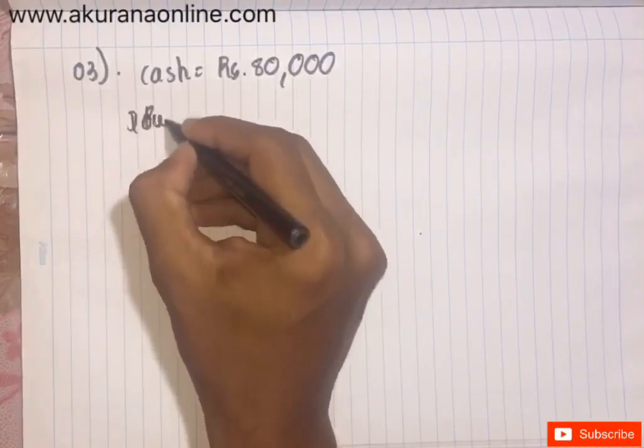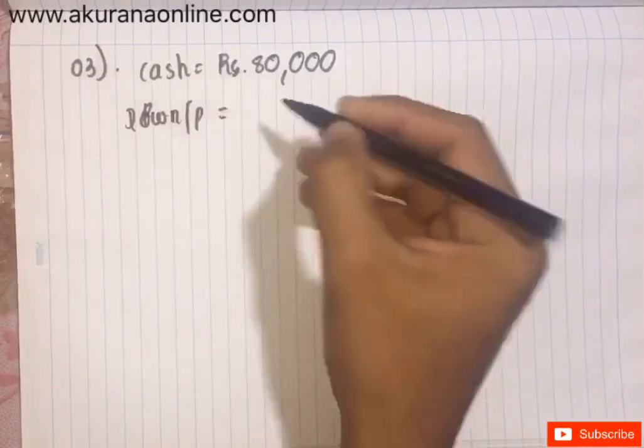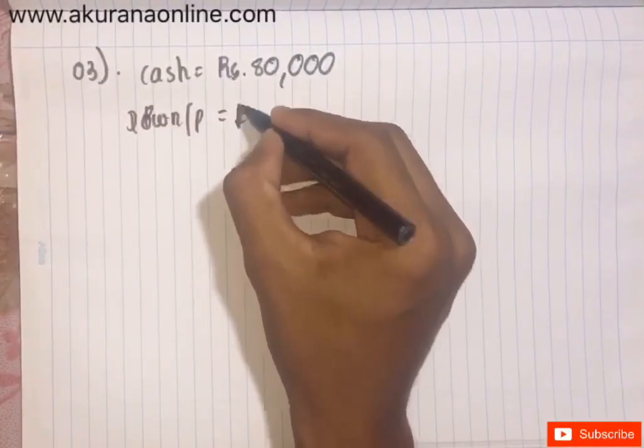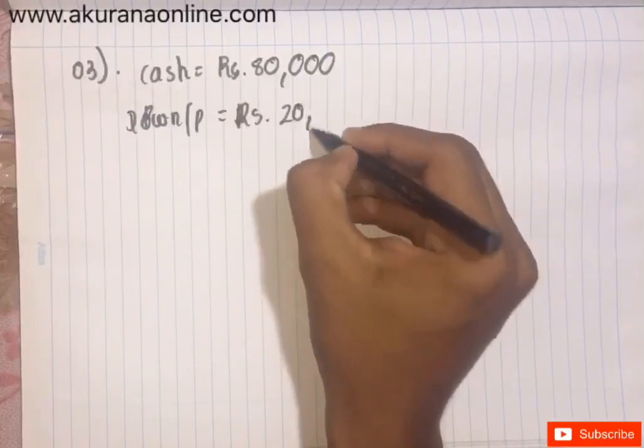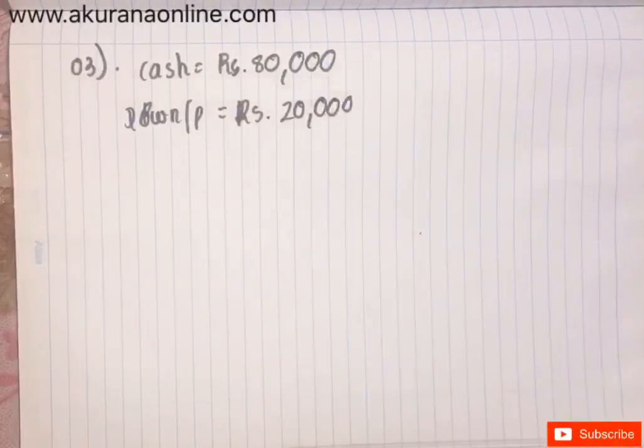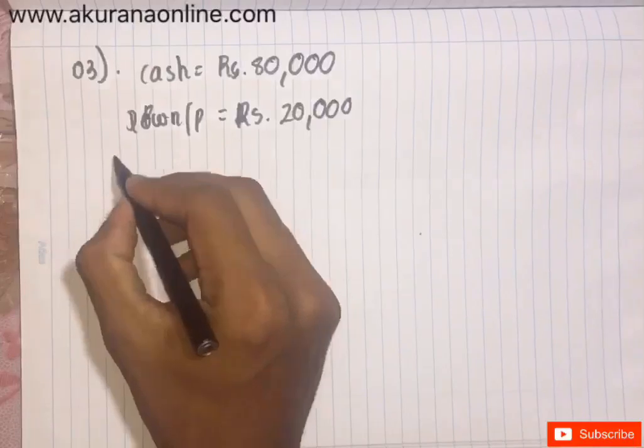Down payment of 20,000. That's right. Now if you have already paid 20,000, you can take the computer home, and the rest will be paid in 12 equal monthly installments. Now what is the balance to be paid?